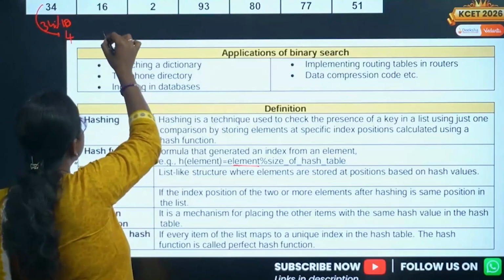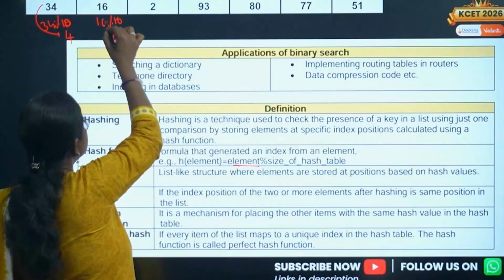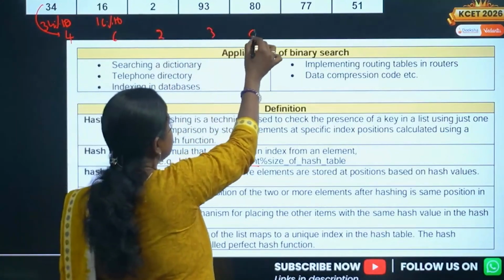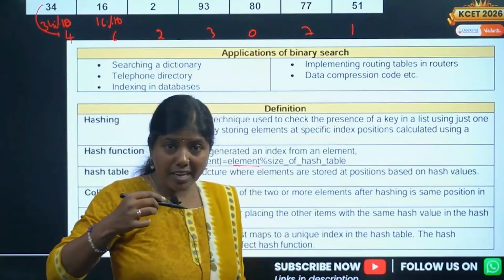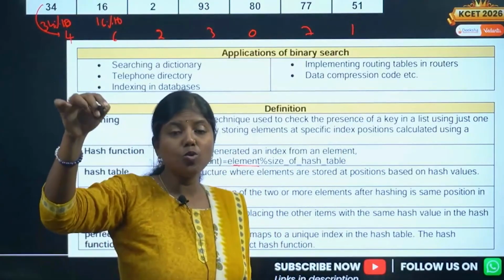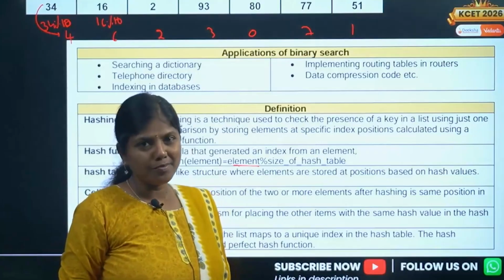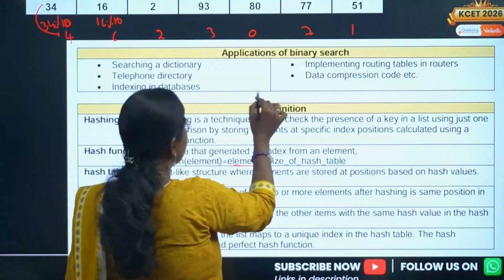And 16 will be stored in the index given by 16 modulus 10, which is 6. This 16 will be stored in 6. Like this, the respective list elements will be stored in the index found out by the hash function. Is the point clear? So we have a separate hash table here.